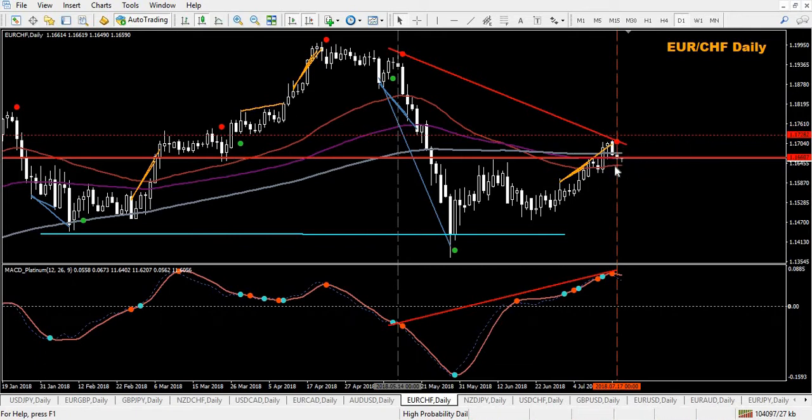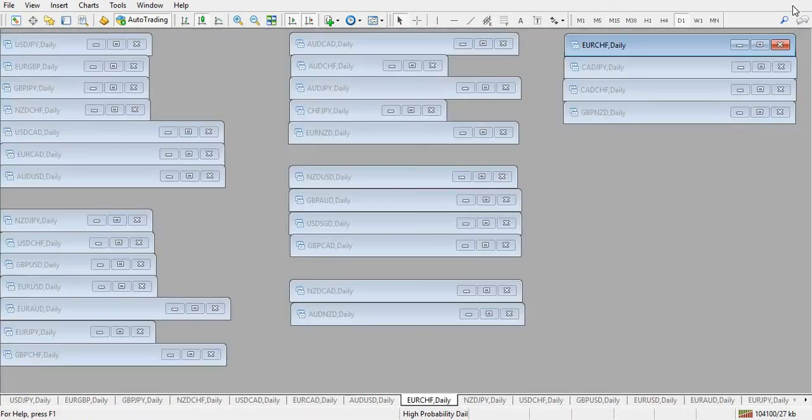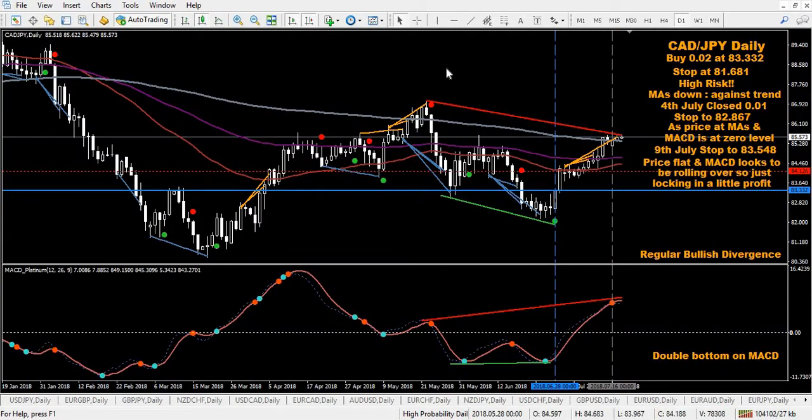So the MAs are very tight, so I decided to take the sell, got a stop in place there. So that's Euro Swiss franc. This is on the high probability, the dark coloured background. CAD Japanese yen. We're in a buy here. All I've done this morning is move my stop up to the 84.126 level. I've already closed half. You see all my notes on the chart. You can just pause the video and read them if you wish. So stop's just been moved up to lock in a little bit of profit.